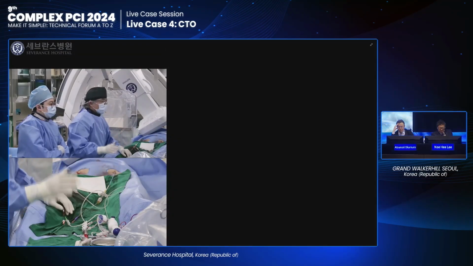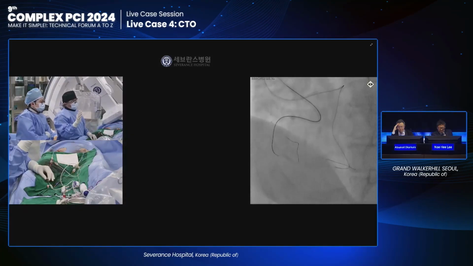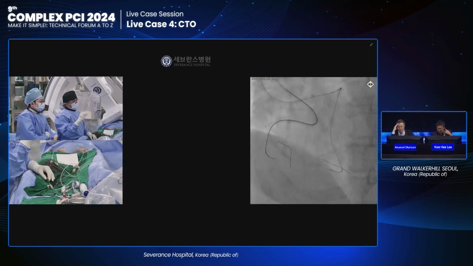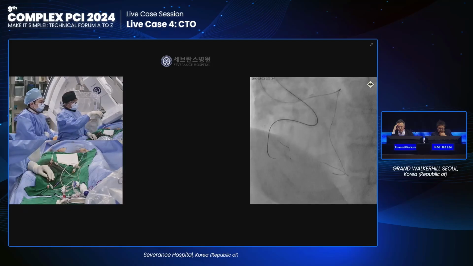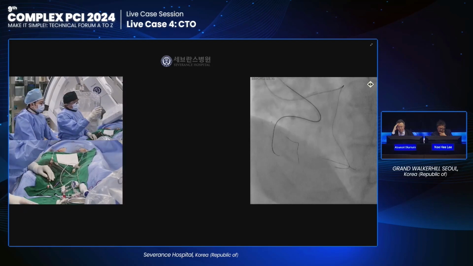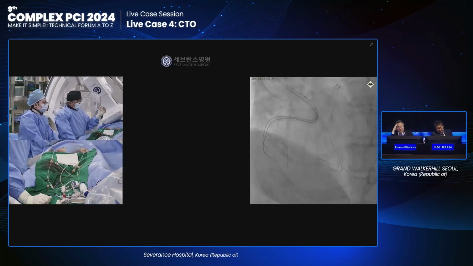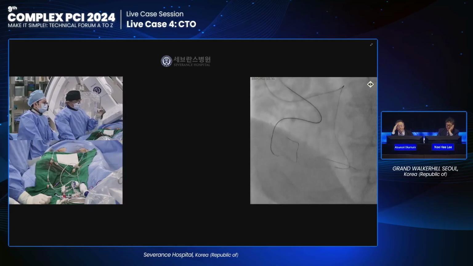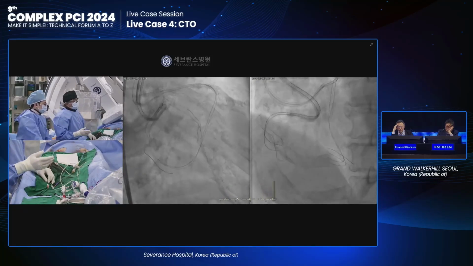Okay, so now the retrograde microcatheter is just near the PDPL bifurcation, and as you can see, the RCA guiding system was not so good. But the RB branch is very promising. So for the preparation of antegrade, I used the RB branch for anchoring. Next one, and then I'm going to start the antegrade preparation.